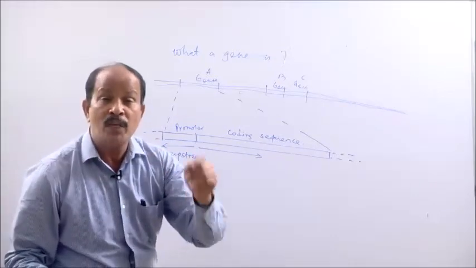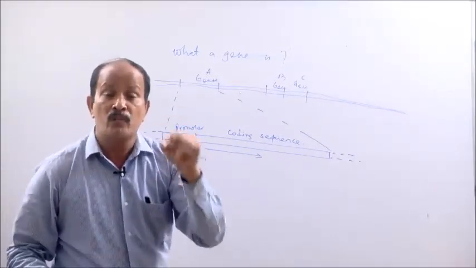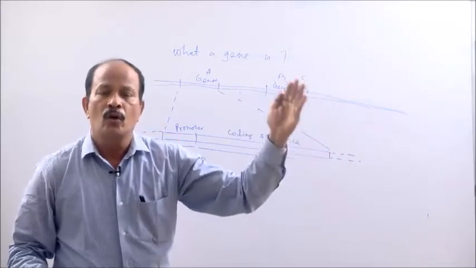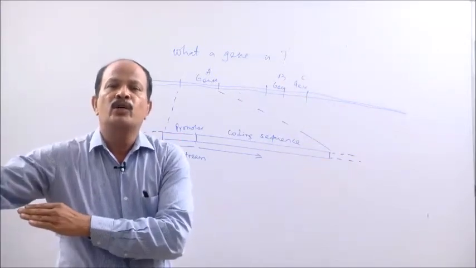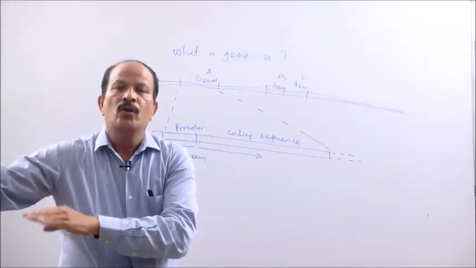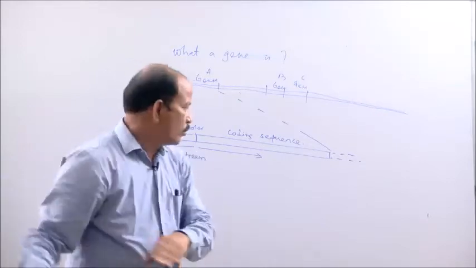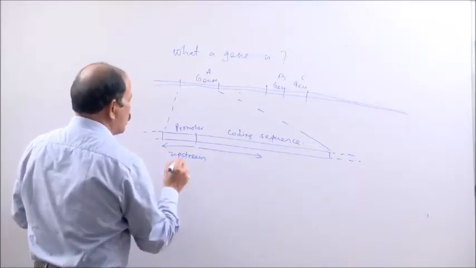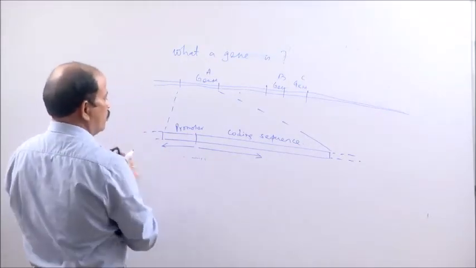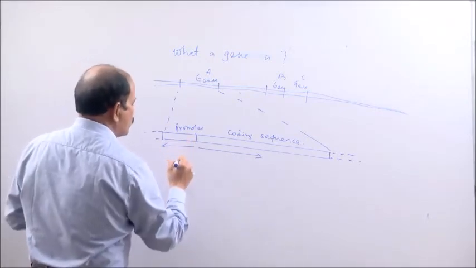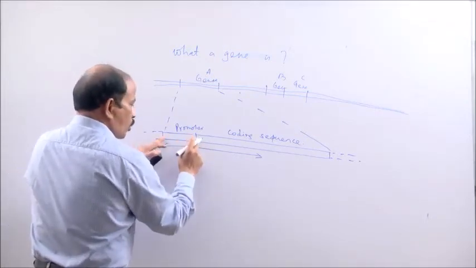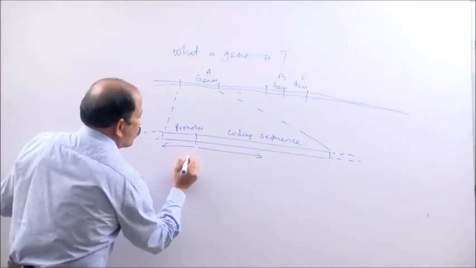That's why its name is messenger. It carries the message from the gene or the DNA to the site of protein synthesis, that is the ribosome. We'll see that. Okay, so the promoter is upstream of the gene, and it is a short region.